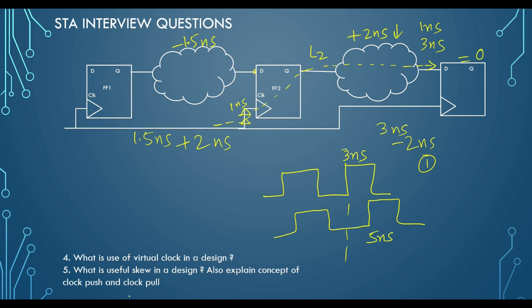This technique is called useful skew, and this is the concept of clock push, since we have pushed the clock for meeting the timing. Similarly, the other way around will be clock pull, in which we will pull the clock instead of pushing the clock. This concept of useful skew and clock push and clock pull is very important for interview related purposes.